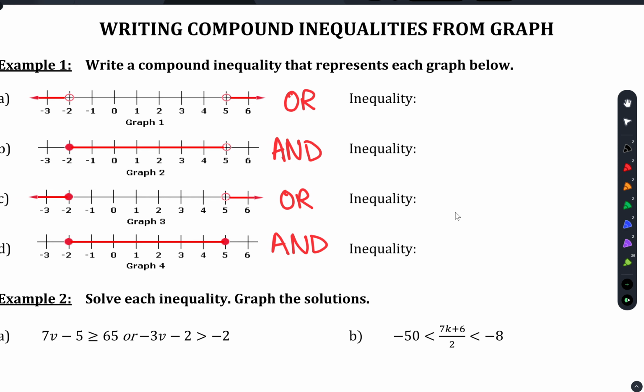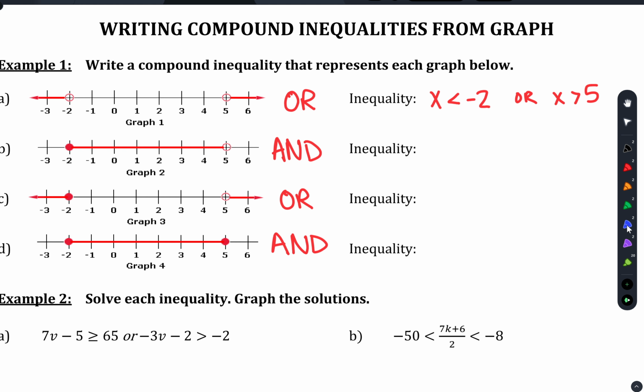So let's start with letter A. I know I'm going to have an or. I start with that -2. It's an open circle. It's facing to the left, which are all the values less than -2. So I could say x is less than -2. I put an or in the middle. And then on the right side, I have an open circle on 5 pointing to the right, which means x is all the values greater than 5. I'm not telling you anything crazy here, right?